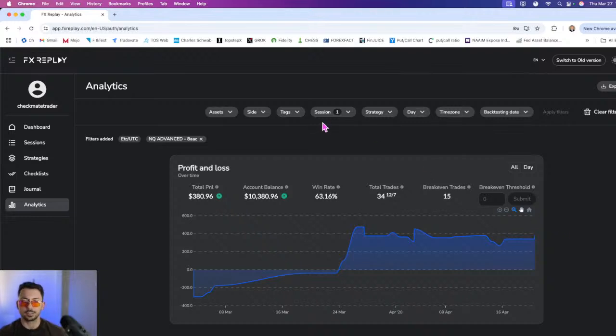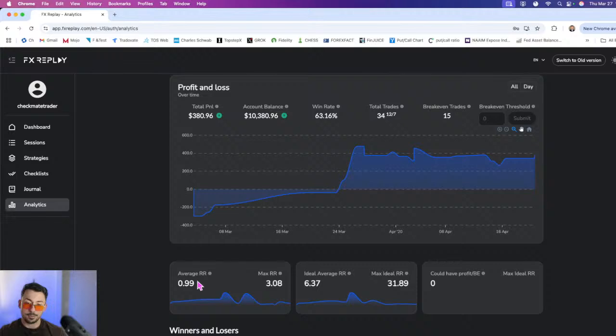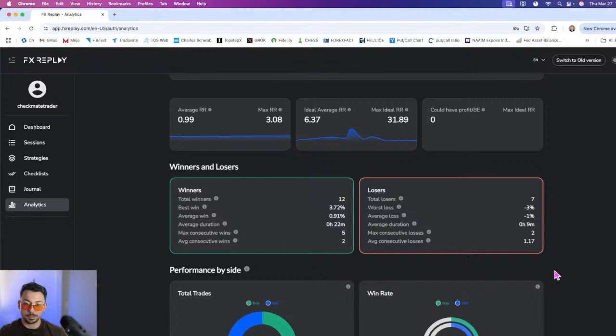What do you guys think? Should we do another backtesting another time? Do you guys feel like you learned some stuff from this? That's good. Look at your RR. Average RR is almost a 1. Max RR was a 3. Okay, so it wasn't amazing, but it wasn't terrible.